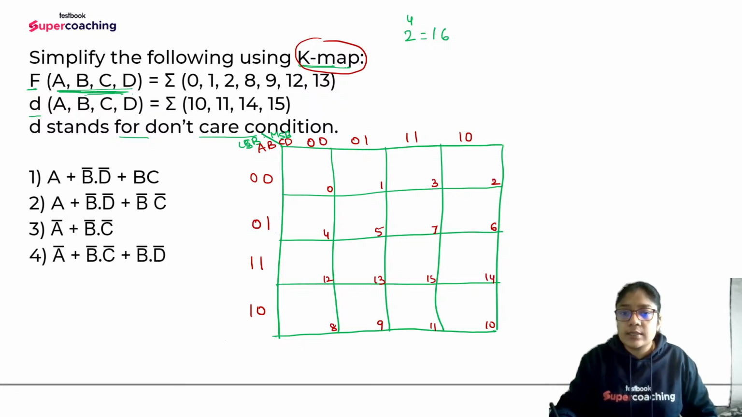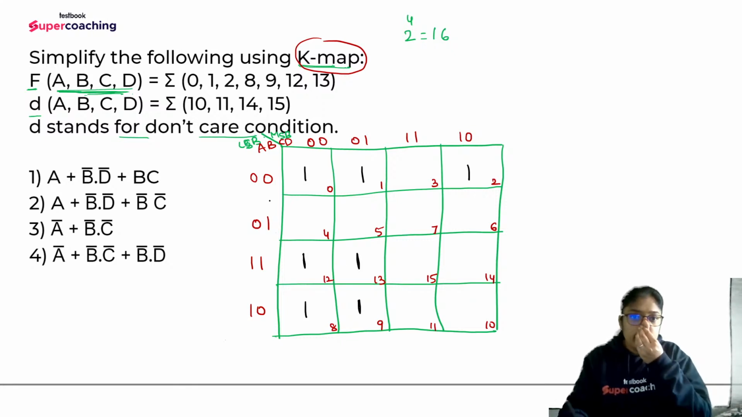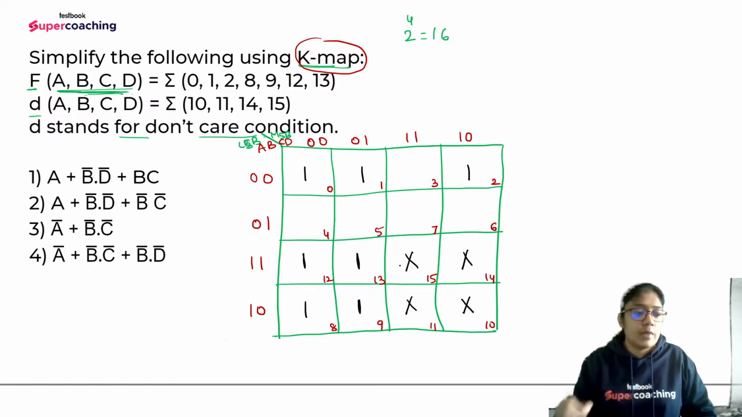I have marked the cells. Now mark the inputs. So this is marked as 0, 1, 2, 8, 9, 12 and 13. And after that, we have don't care at 10, 11, 14 and 15.